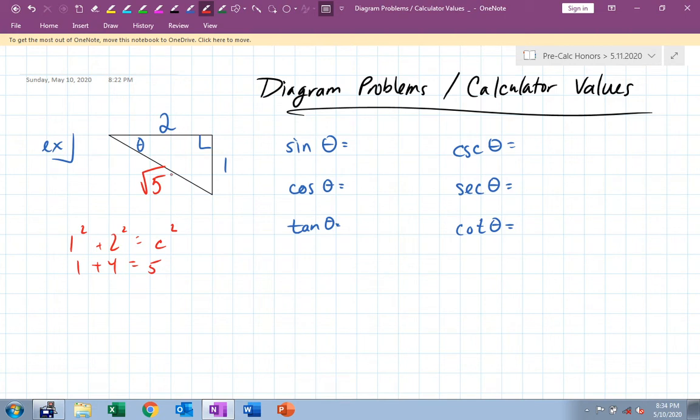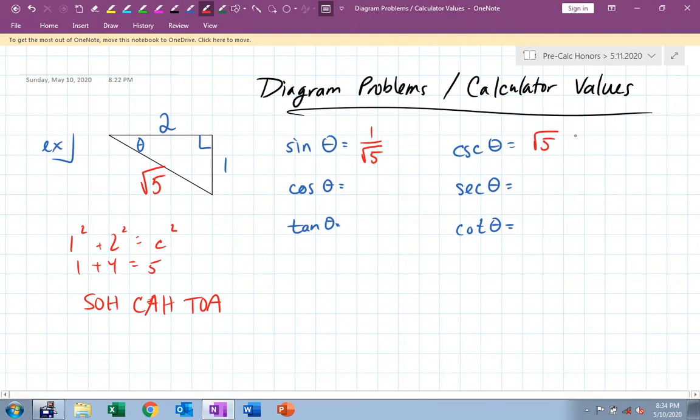And so now we just use SOHCAHTOA. So sine's opposite over hypotenuse. So opposite 1 over root 5. Which means cosecant is root 5 over 1, or just root 5. Cosine, adjacent over hypotenuse. So adjacent's going to be 2. Hypotenuse root 5, which makes our secant root 5 over 2.